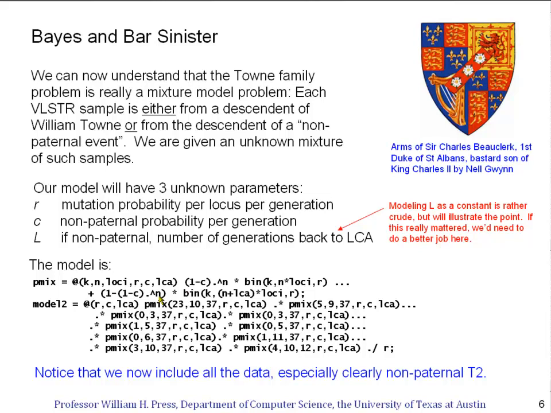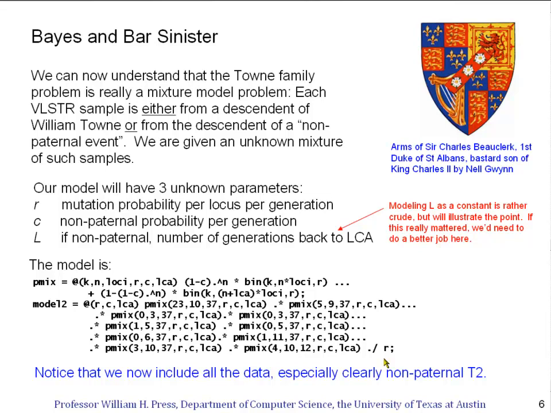Now the model, just as in our previous treatments of the Towne family, is a product of factors. There's not exactly one factor for each Towne, because you'll recall we had to unravel some dependencies. But now the factors, instead of being pure binomials by themselves, are these mixture probabilities with the unknown parameters r, c, and LCA. Here's the overall prior, the non-informative prior on the mutation probability per locus per generation, and you'll see I took that to be log uniform rather than uniform, again, as in the previous segments.